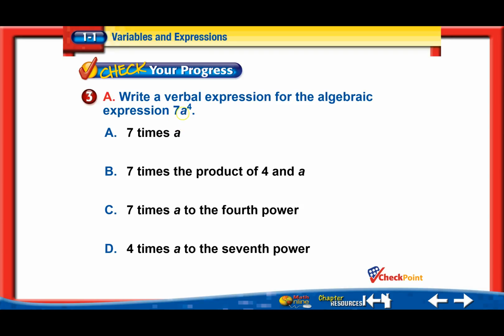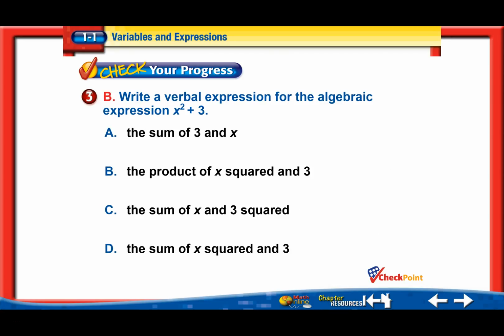Okay, so I'm going to look at this one, multiplication. So 7 times a to the 4th. 7 times a to the 4th power. All right, write a verbal expression for the algebraic expression x squared plus 3. They're going to want the plus before, so it's going to be the sum of x squared and 3. So it looks like D.